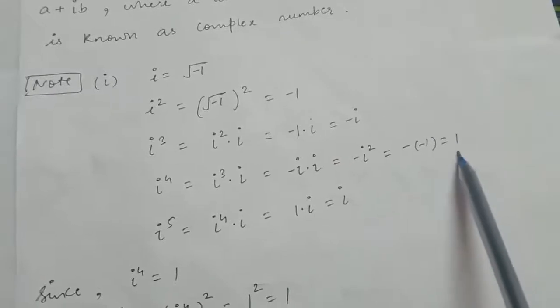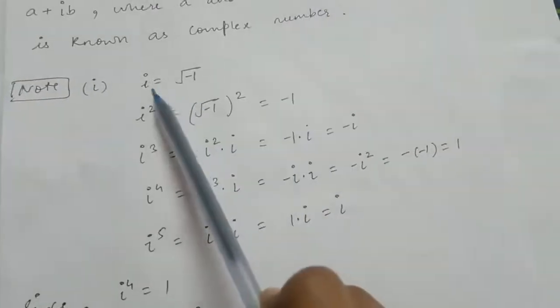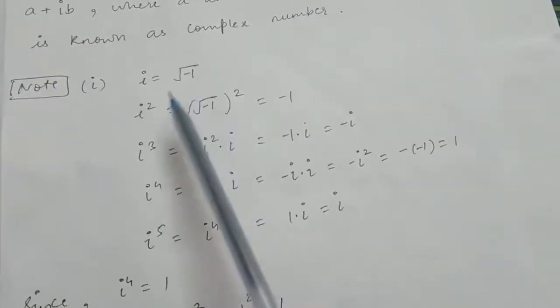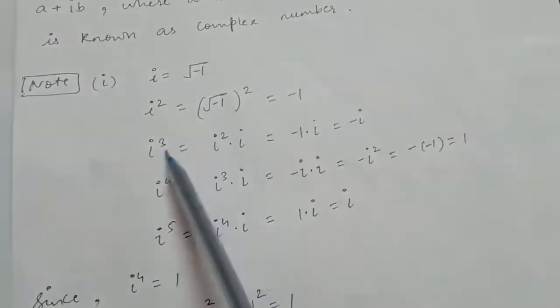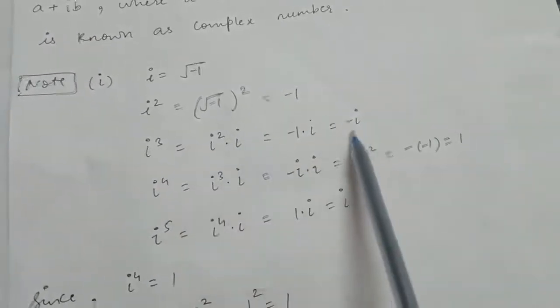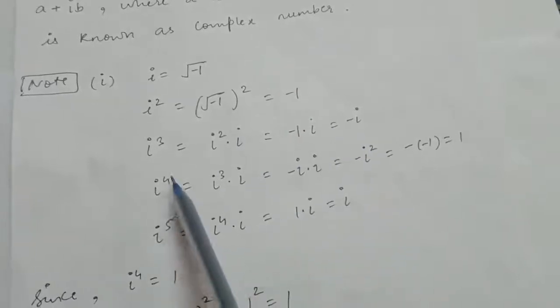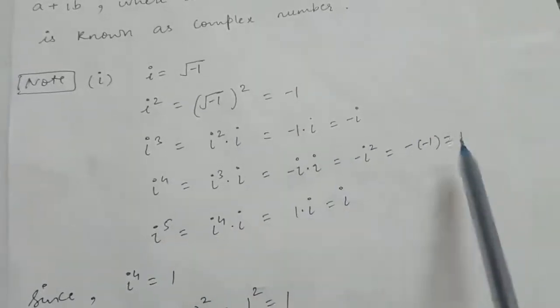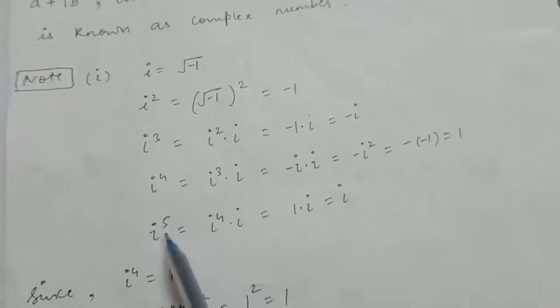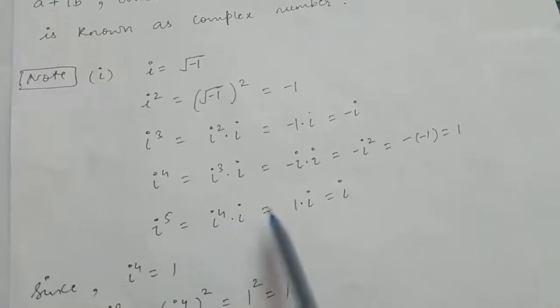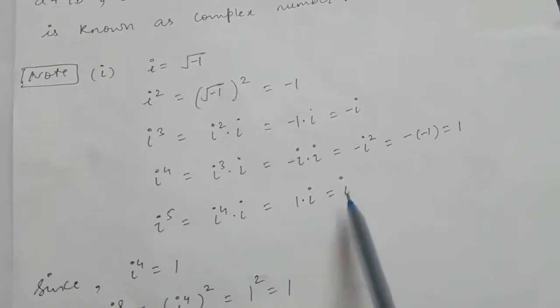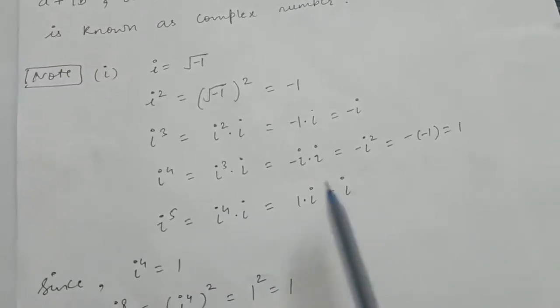So this is 1. So the value of iota is root minus 1, iota square is minus 1, iota cube is minus iota and iota raised to the power 4 is 1. Now see, iota raised to the power 5 will be iota raised to the power 4 into iota. Now this we know is 1, and 1 into iota is iota, right?